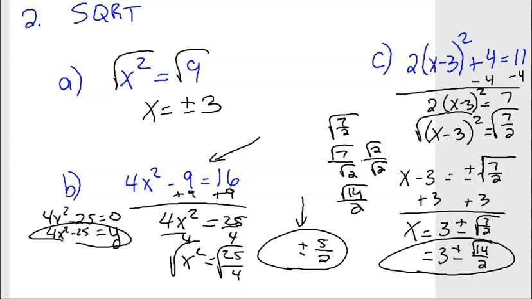And if I ask you to do a decimal answer, by the way, then you just plug this into your calculator: 3 plus the square root of 14 divided by 2, and then 3 minus the square root of 14 divided by 2. Those would be your decimal answers.